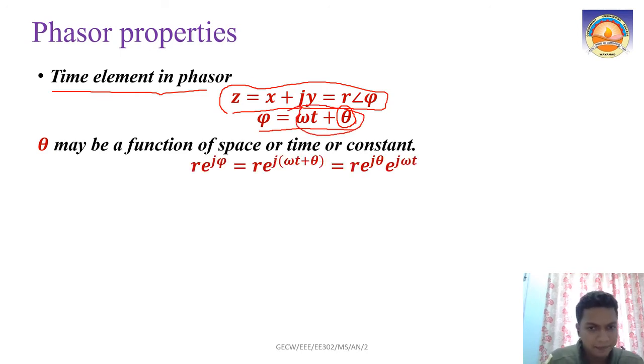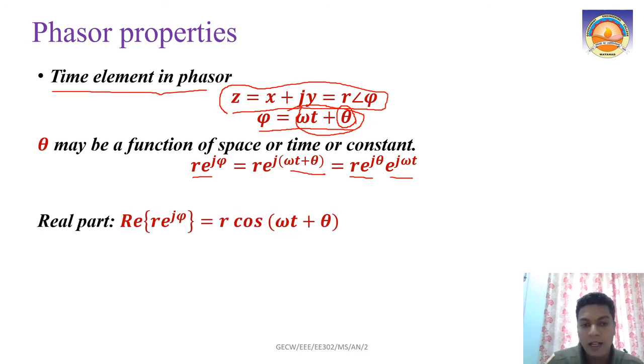Now this r e raised to j phi is the complex representation. There, in place of phi, we can substitute omega t plus theta. So I can elaborate it as r e raised to j theta into e raised to j omega t. So that is my complex representation.